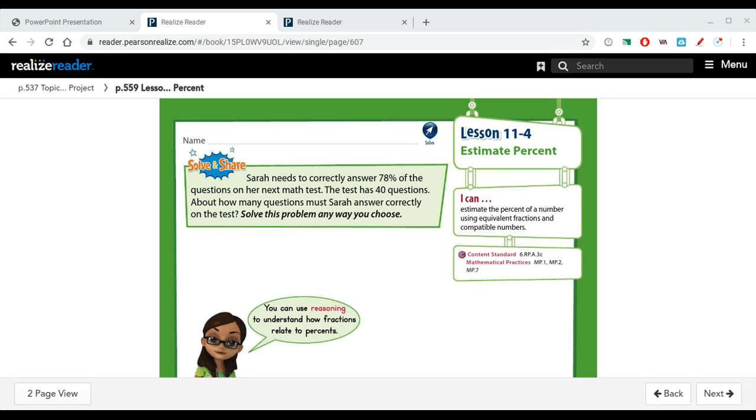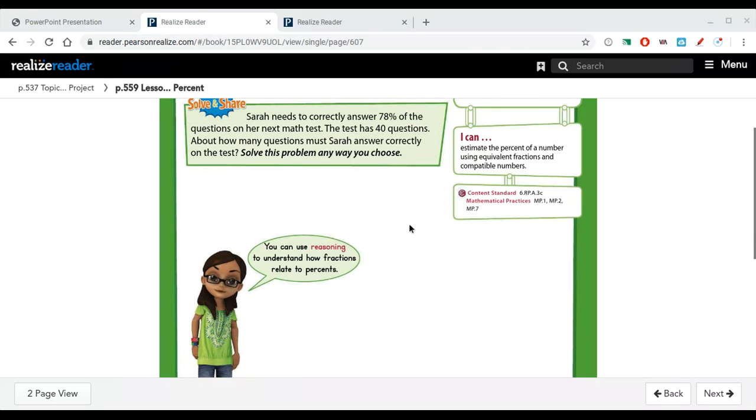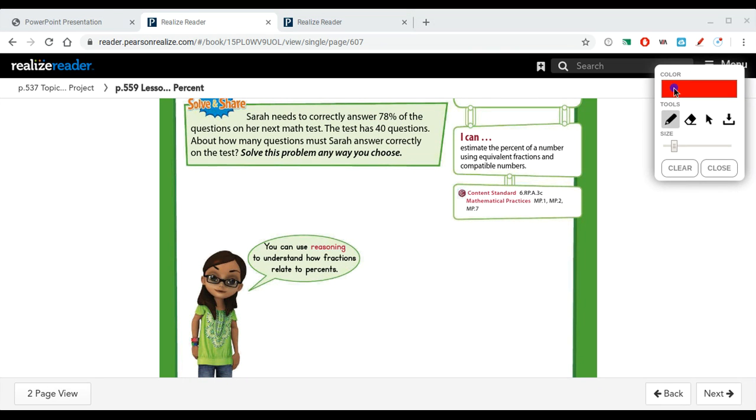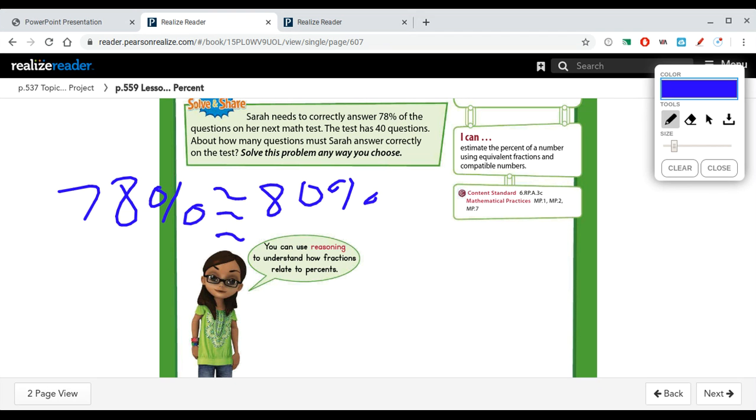So if we take a look at our solve and share, Sarah needs to correctly solve 78% of the questions on her math test. The test has 40 questions. About how many questions must Sarah answer correctly on the test? So I'm going to do this a couple different ways. The first way that I'm going to do it is I'm going to just approximate 78. So 78 is going to be close to two percentages.